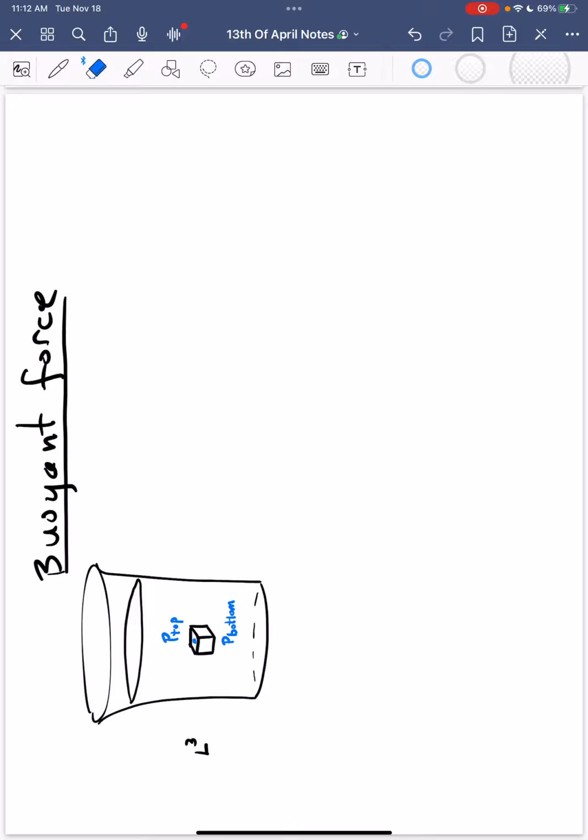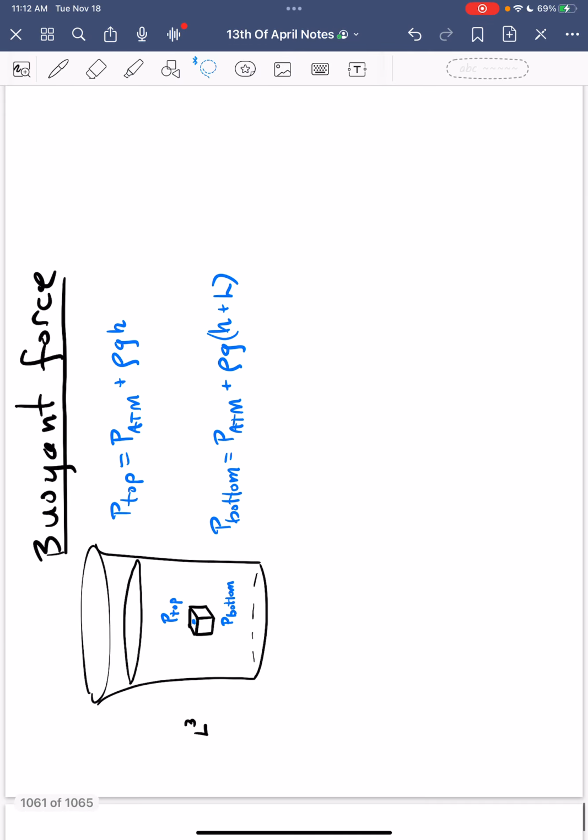So let's consider this situation here. We've got a beaker of some sort of fluid, and inside we've got some little cube. It's L by L by L, so that's its volume. And what I want to talk about is the difference between the pressure of the fluid at the top of the cube and at the bottom of the cube. So let's go into that.